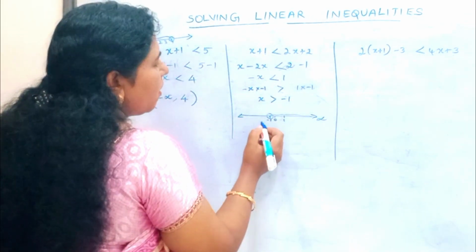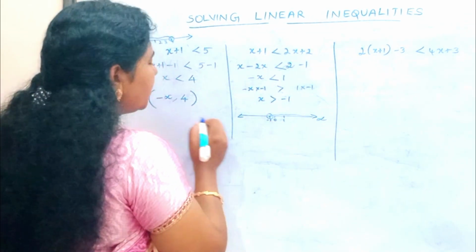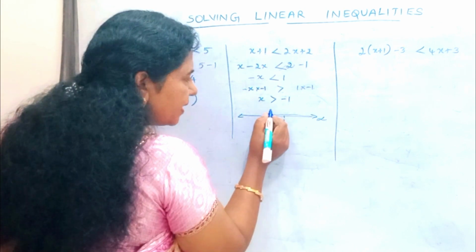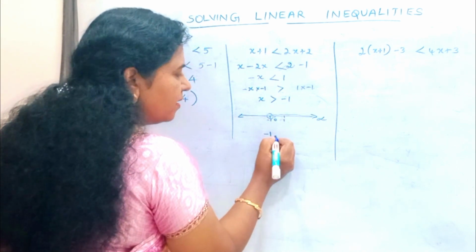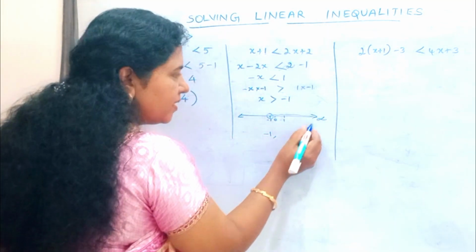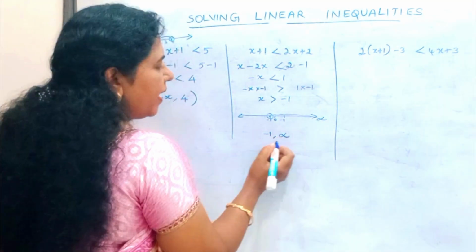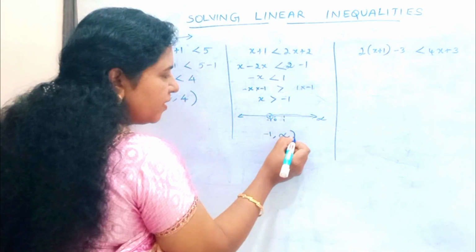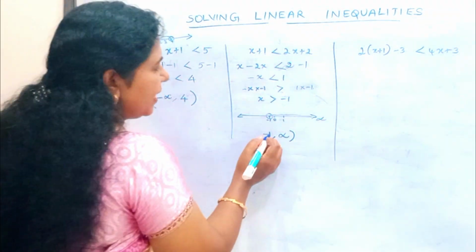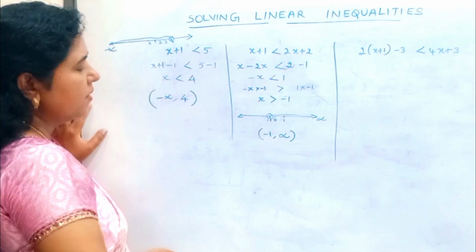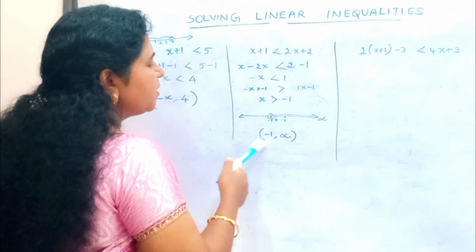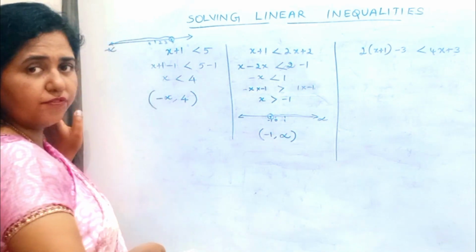Okay, so now on writing the interval notation, so here it is greater than minus 1. So here the lower value it is minus 1 and the greater value it is infinity, and here since it is infinity we can use parenthesis, and here this value is not included, so it becomes parenthesis. So this is the interval notation for the values of x.